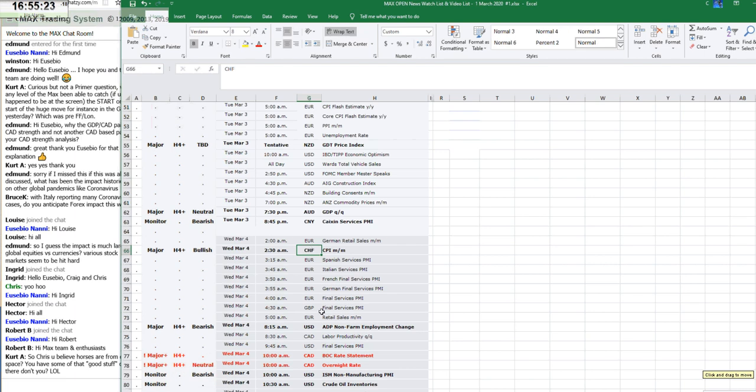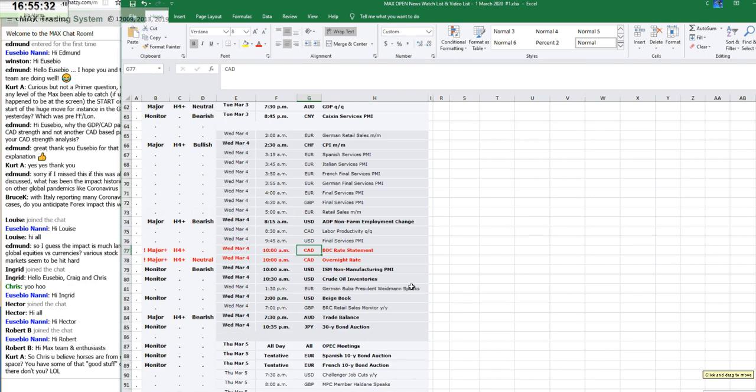The Swiss, okay. And the US dollar. And the US dollar, okay. And the CAD. The CAD, okay. And that's it. After 5 p.m. is the Aussie, okay. So we'll come back.